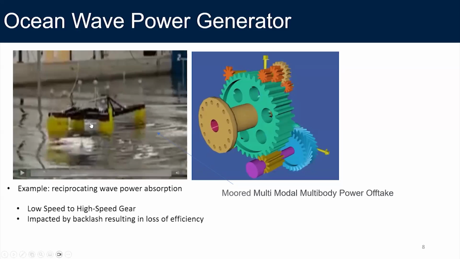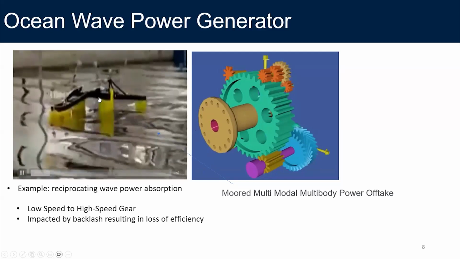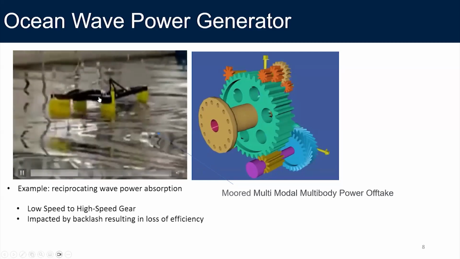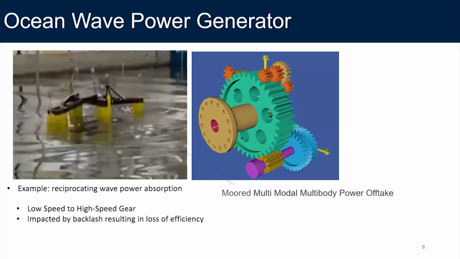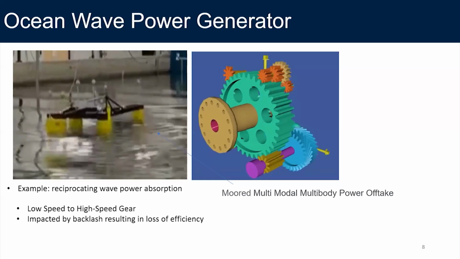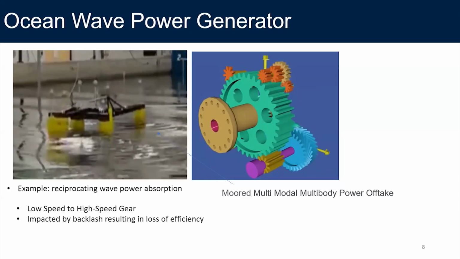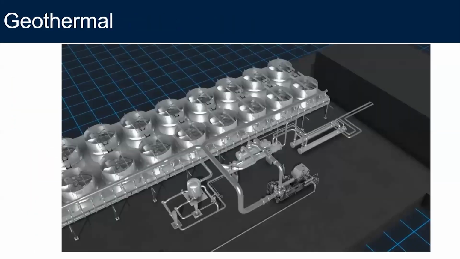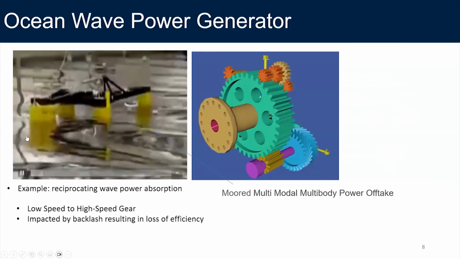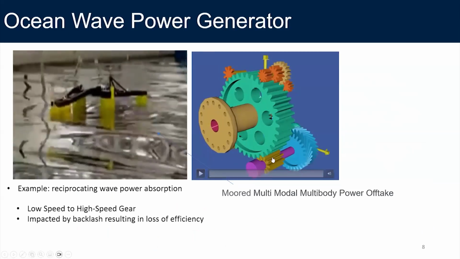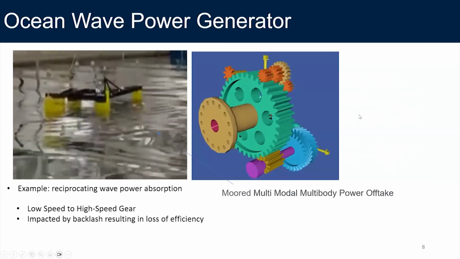So in this application, the hinge in this device rotates at lower speed, and then the gearbox pretty much steps up the speed. So if it spins at 100 RPM, like a sinusoidal waveform, it spins up the speed to be up to 2000 RPM. And then the generator couples to the high speed side of this gearbox.